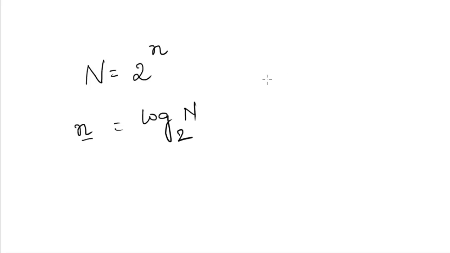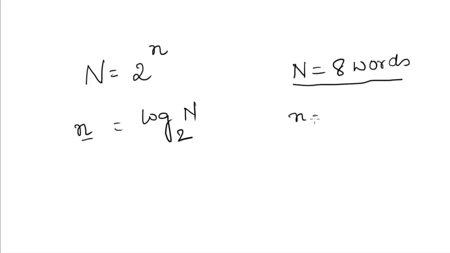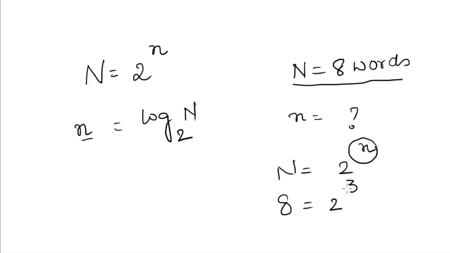I will take one example and I will show you. Suppose the total number of words is 8 words. To represent these 8 words, how many address bits are required? So capital N can be represented as N is equal to 2 to the power of small n. Here N is 8. So what value do I have to keep for small n to get 8? I will keep it as 3.